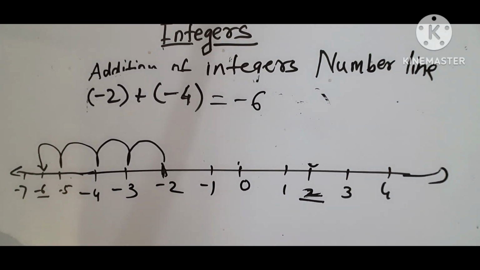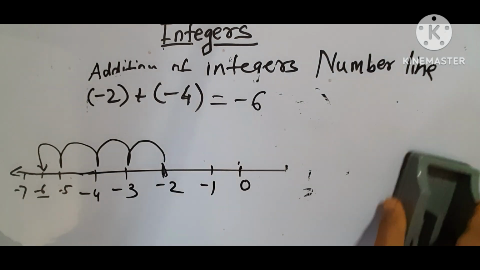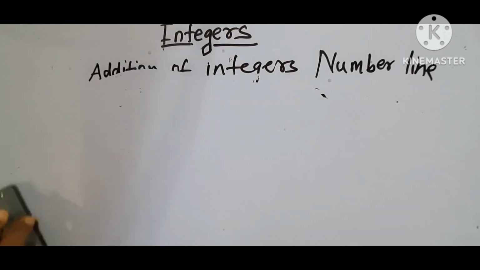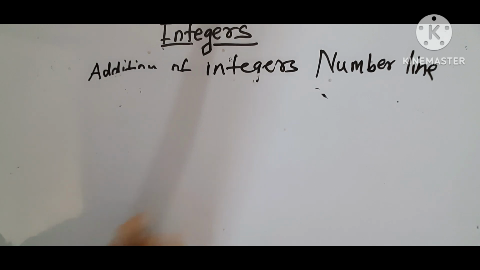Okay. I hope this is clear. This is how you solve the addition problem of integers on the number line. It's very easy. Now we'll see a trick in which we don't add the numbers on the number line and directly we'll see how to add the integers. There are a few points which you need to keep in mind.